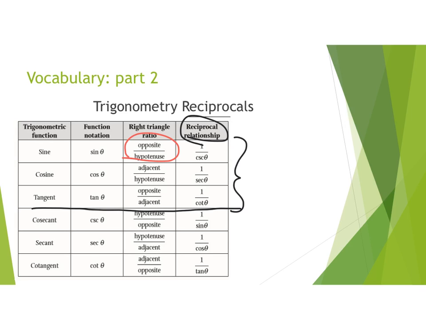Sine is opposite over hypotenuse. Flip that upside down. Cosecant is hypotenuse over opposite. So nothing fancy going on here. You simply flip them upside down from sine, cosine, and tangent.